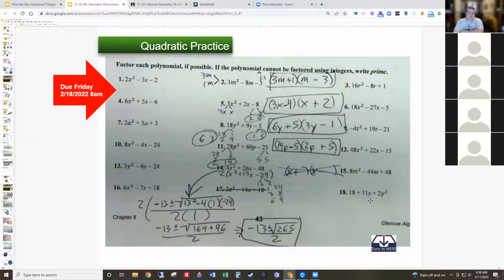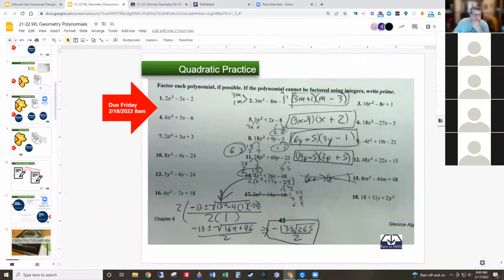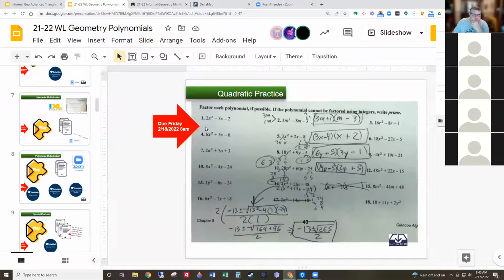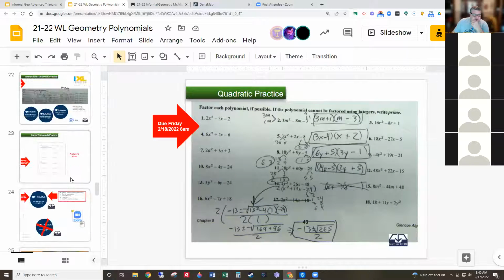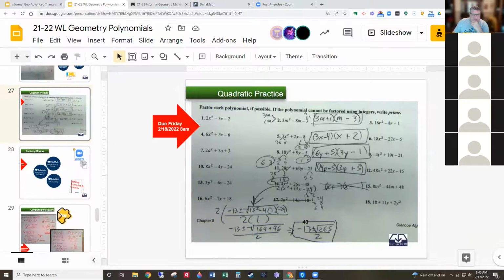All right, so slide number 20, what? 27. All right, your homework is slide number 27. To get out of the classroom, you have to tell me slide number 27. Thank you.